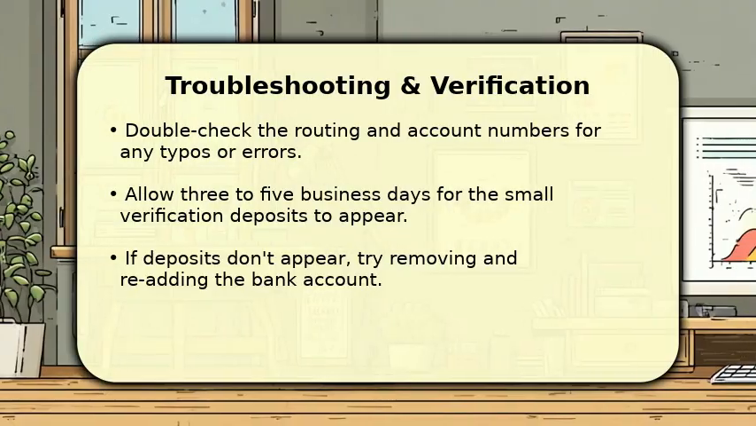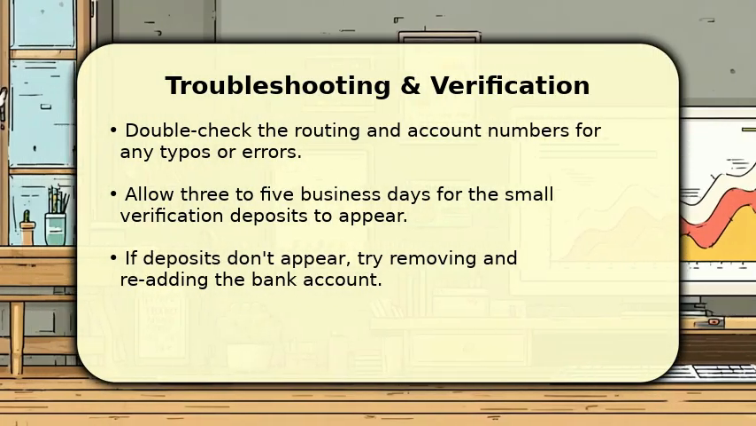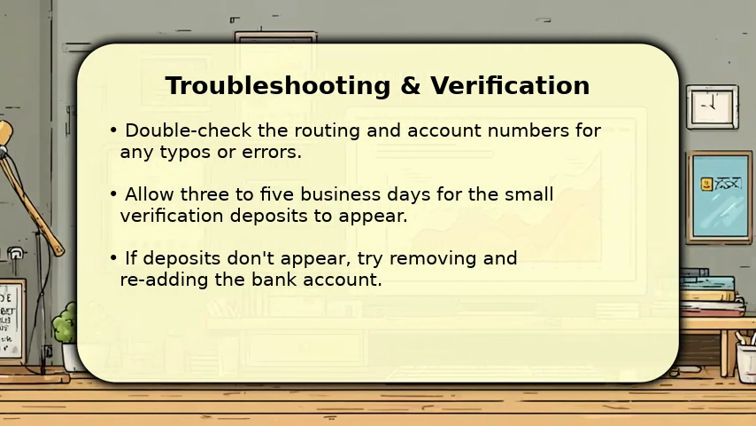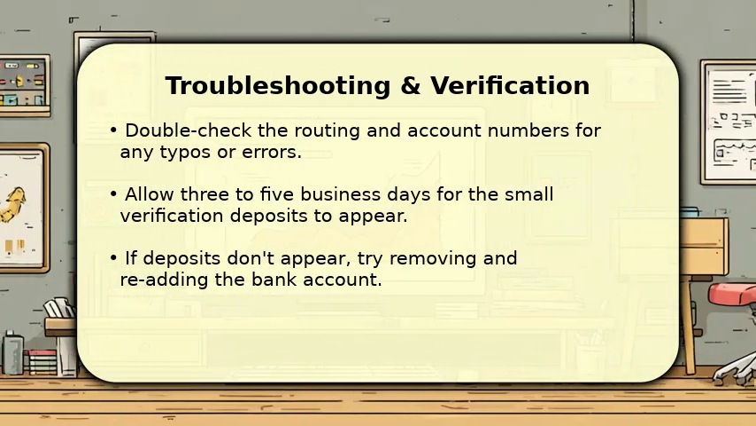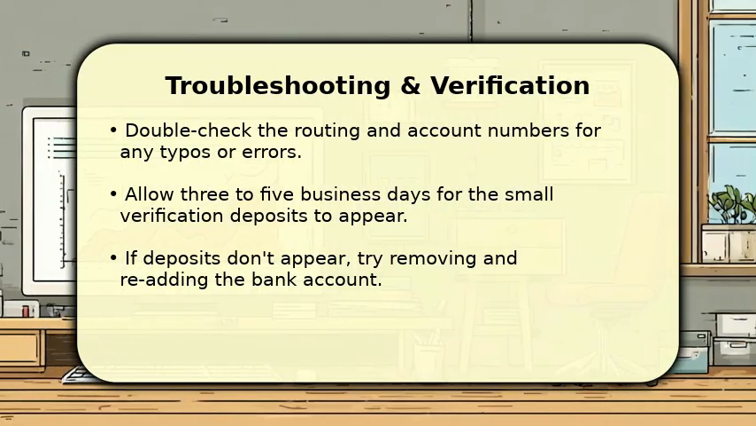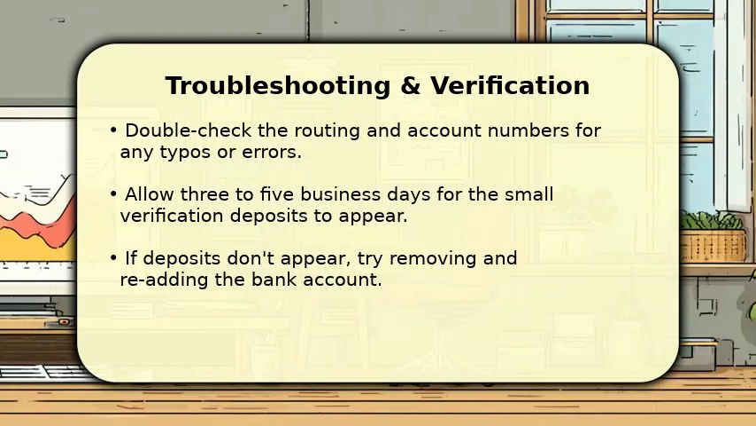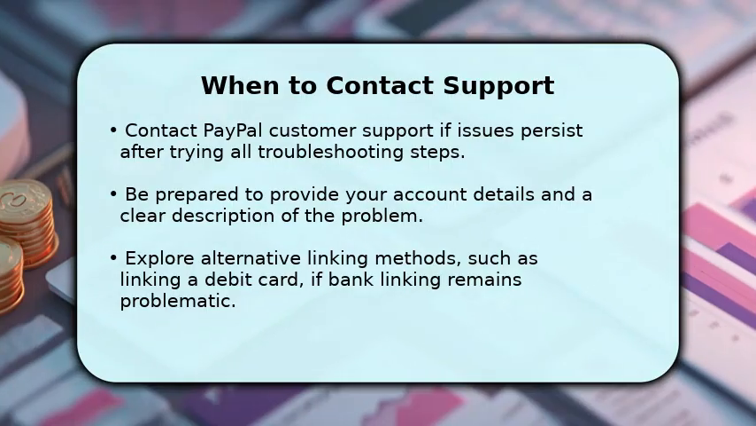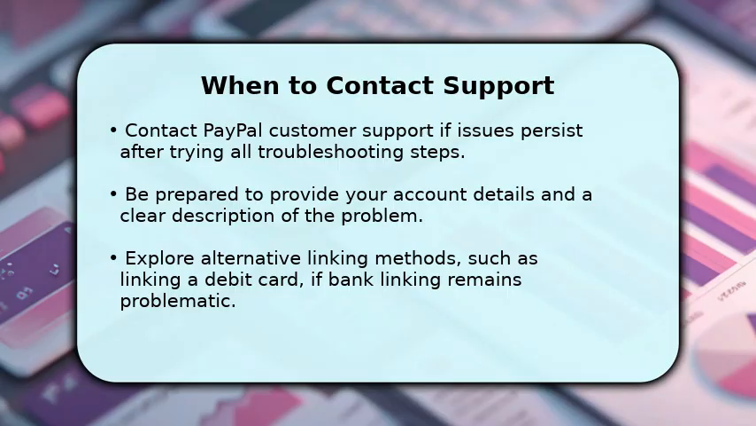When troubleshooting, double-check the routing and account numbers for any typos or errors, as even one incorrect digit can cause problems. Remember to allow 3 to 5 business days for the small verification deposits to appear in your bank statement. If these deposits don't show up, try removing the bank account and then re-adding it carefully, ensuring all details are correct. If you've tried all these steps and the problem persists, it's time to contact PayPal customer support directly.